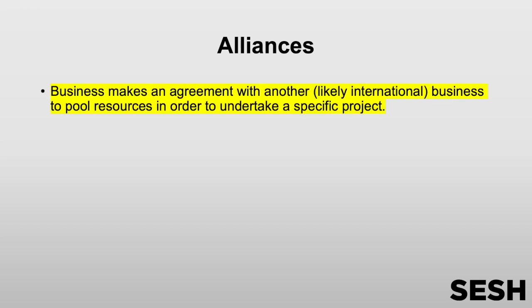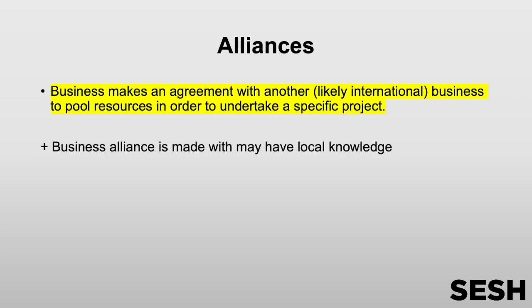The next method of entering international markets is alliances. An alliance is when the business makes an agreement with another business, probably an international business, to pool resources in order to undertake a specific project. It could be to open a particular brand or outlet in a particular country. Advantages: the business the alliance is made with may have local knowledge. So you might be the UK business and then you make an alliance with a foreign business and you're doing it to pool your resources. But your resources are more than just finance. You might be bringing the finance to the table, but the other business within the alliance might have the local knowledge and expertise of where you want to do your specific project.